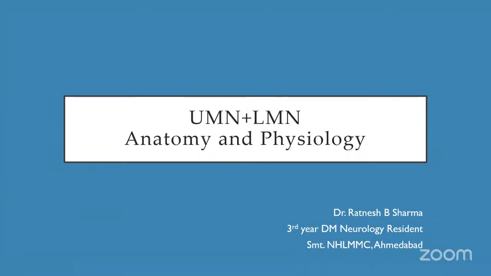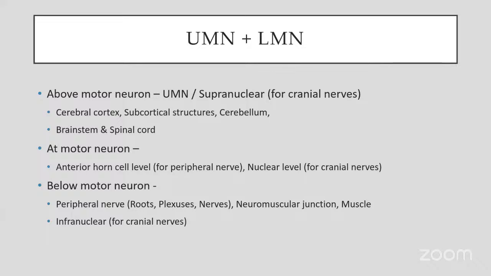Yes, sir. I'm a third year neurology resident, SVP Hospital. I'll be presenting a short review of UMN and LMN, anatomy and physiology. I would like to start by describing UMN and LMN. Upper motor neurons are above the motor neuron levels, and the same level goes as supranuclear for the cranial nerves. This is the cerebral cortex, subcortical structures, cerebellum, brainstem, and spinal cord. While at the motor neuron level is anterior cell for peripheral nerve, and it is called nuclear level for the cranial nerves. While below the motor neuron, it will be peripheral nerve, roots, plexuses, and nerves, neuromuscular junction, and the muscle. And below the motor neuron for cranial nerves, it will be infranuclear.